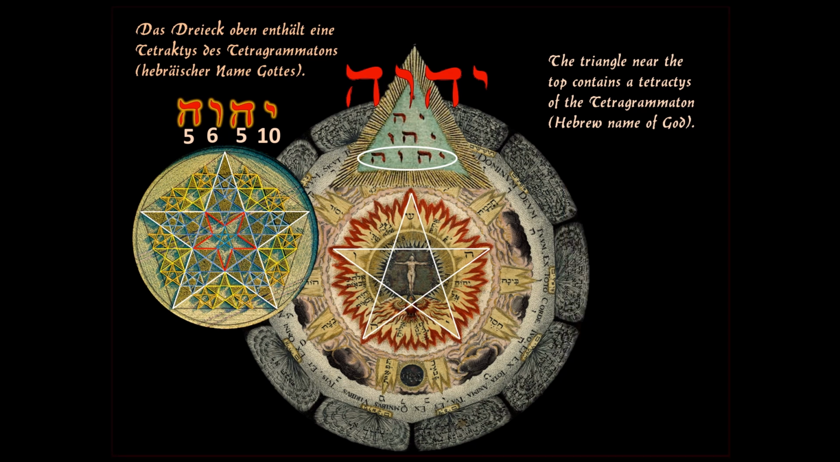Therefore, in the present image, the name Jehovah is placed within a triangle, known as the Pythagorean tetractys. The triangle now contains the Hebrew characters of the Jewish name Jehovah, and at the same time, it represents the sacred number 4 of the Pythagoreans.